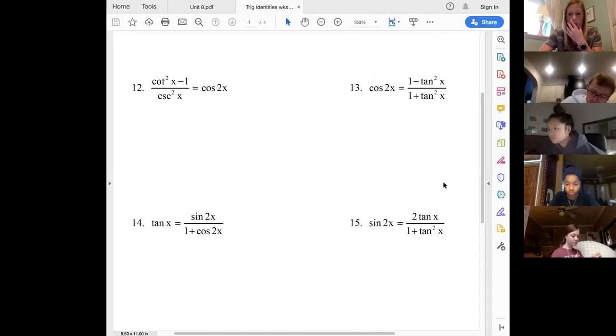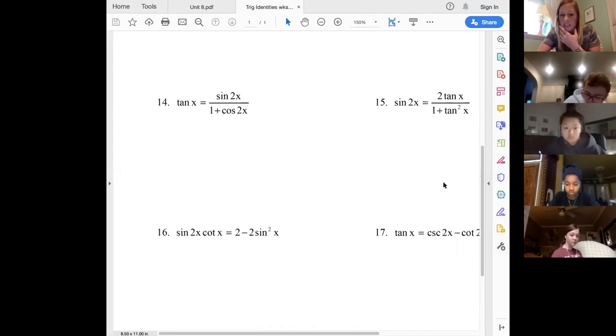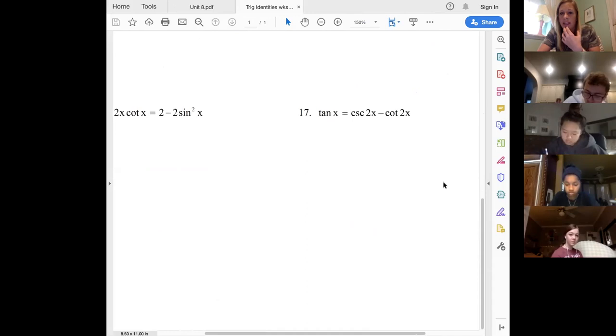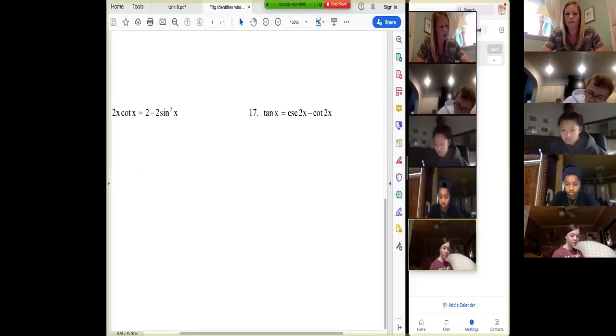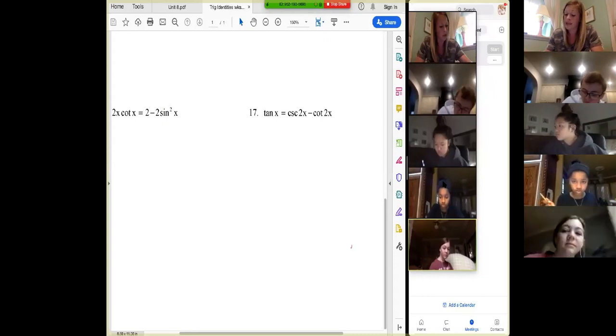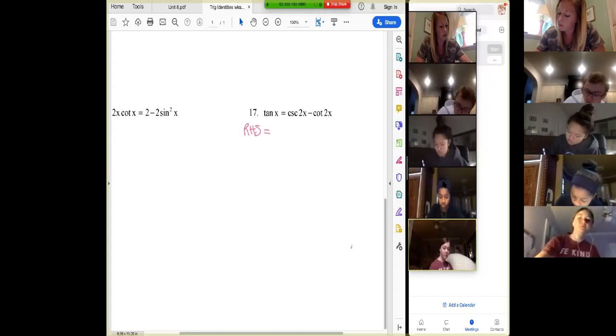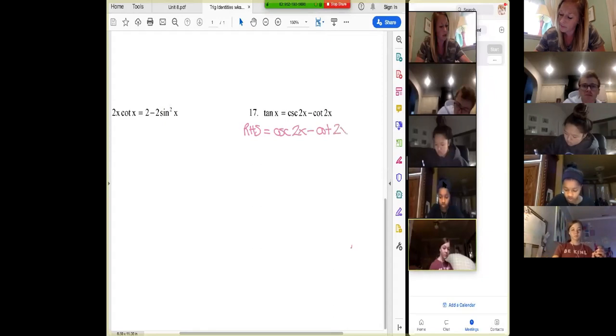Okay, so let me see, what else is a good one to do? 17 is a good one to check out, because it has a different way of looking at the double angles. Using kind of what we've talked about with proofs the whole way through, what side would you start with? The right side? I would say the right side, because it's obviously more complicated. What is the problem with starting with the right-hand side here, though?